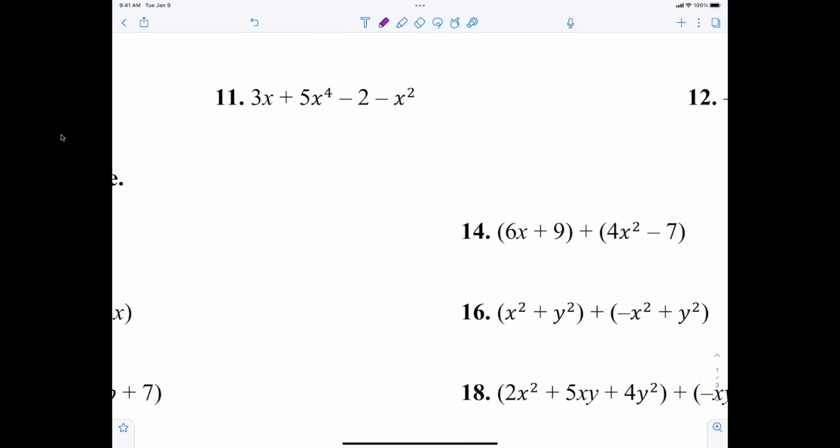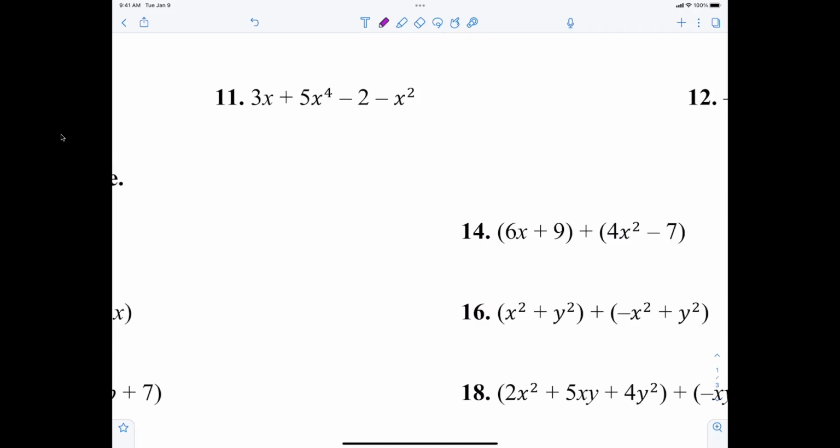All right, so now I'm looking at number 11. This is called a polynomial. That's right, it's called a polynomial. They are specific polynomials. That's why I'm asking you to pay attention.